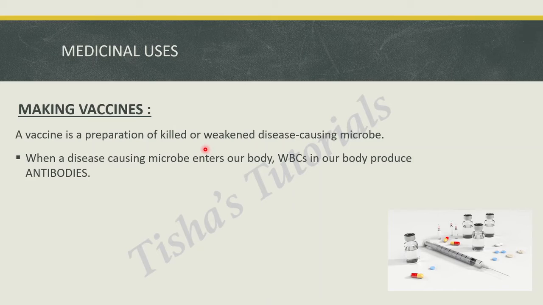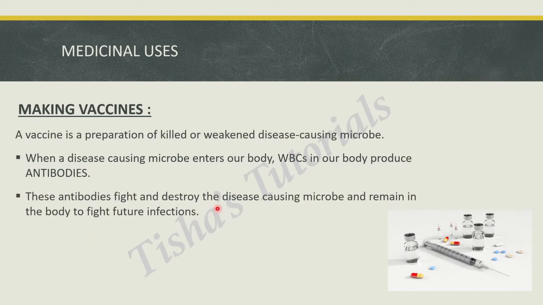Now, when a disease-causing microbe enters our body, how does your body fight that disease? What happens is the WBCs in our body, which are present inside our blood, produce antibodies. These antibodies are like soldiers. They fight against the diseases and destroy the disease-causing microbe, and they remain in the body to fight future infections. This is what a vaccine does artificially.